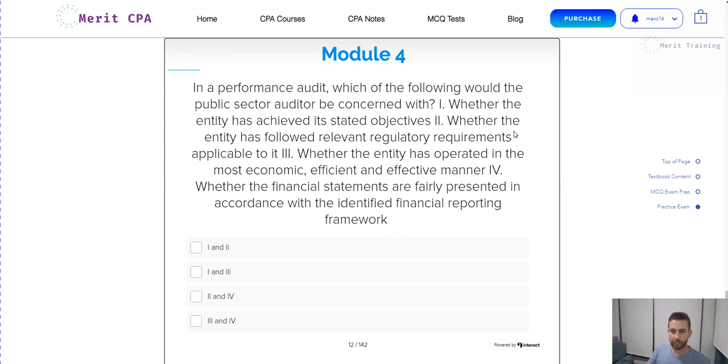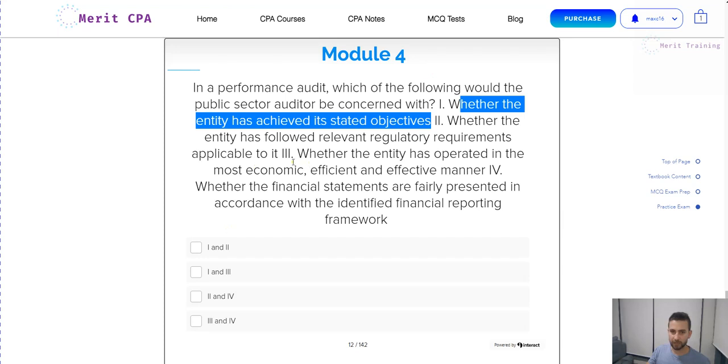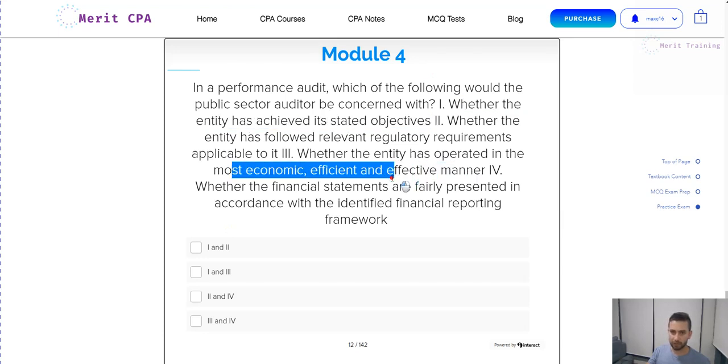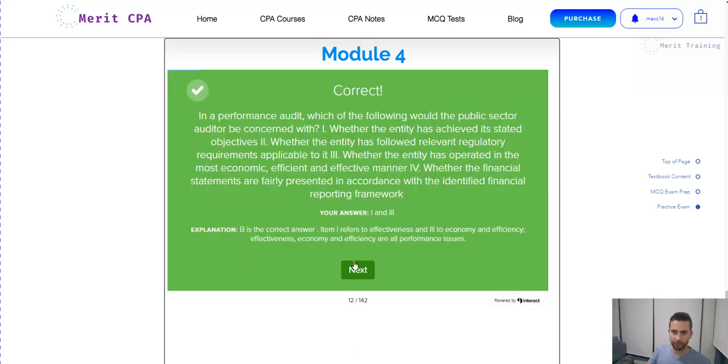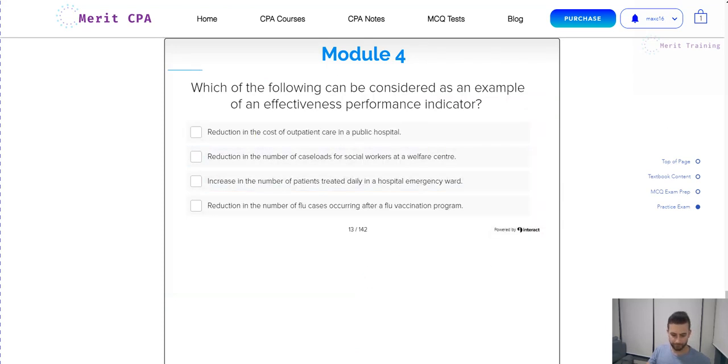So just to recap, the answer was 1 and 2, because this was about objectives and efficiency, economic and effective manner. So the answer is going to be clearly 1 and, which one was this one? 3. There we go. 1 and 3. Cool. All right. Which one of the following can be considered as an example of an effectiveness performance indicator?